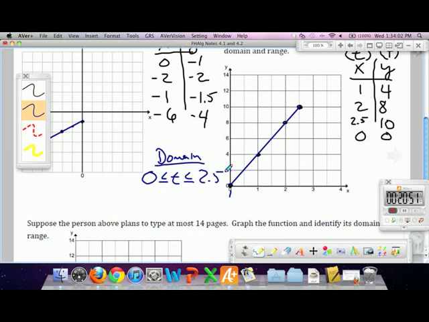How about the range? Before I get to the range, notice this. 0 to 2.5 were all the possible x's I could graph. The range is the y's. So where does y start at, and where does it go up to? 10. So the range has to be, where is the number of pages in between, 0 and 10. Domain and range.